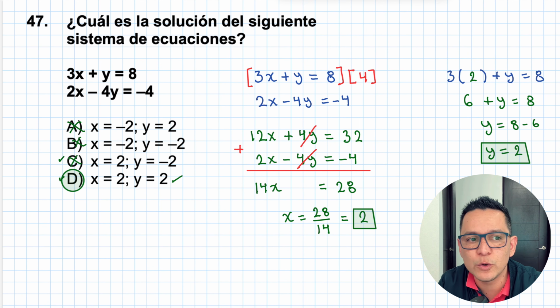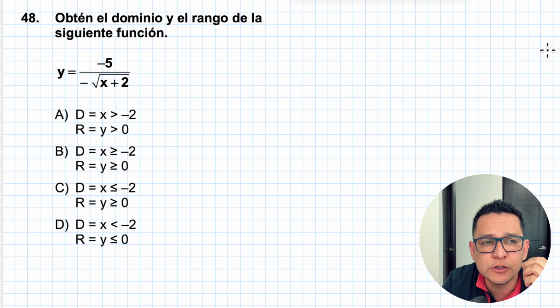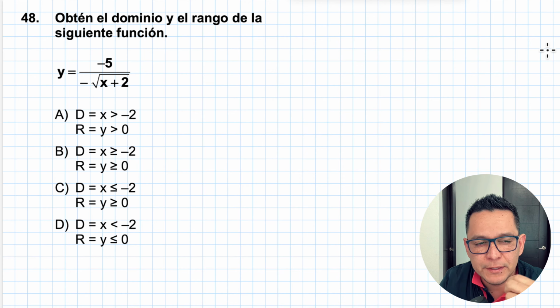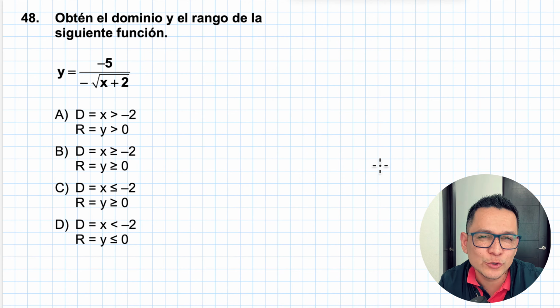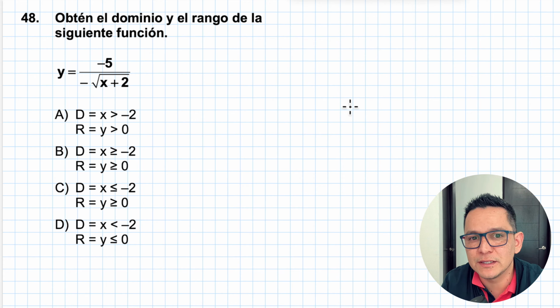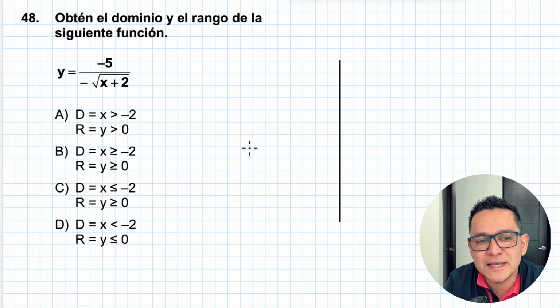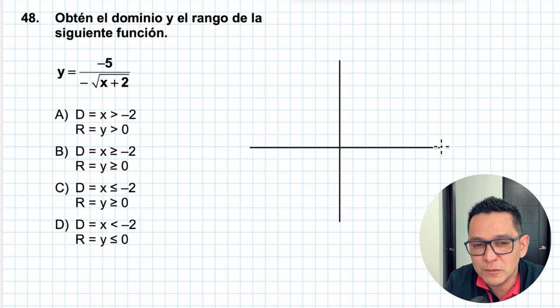Let's move on to exercise number 48. Exercise 48 says, find the domain and range of the following function. Y equals negative 5 over negative square root of x plus 2. Look, so that everything we're going to see from now on about domain and range is clear, because this isn't the only exercise where they'll discuss domain and range, I'm going to explain to you briefly, even if it's very briefly, what domain is and what range is.